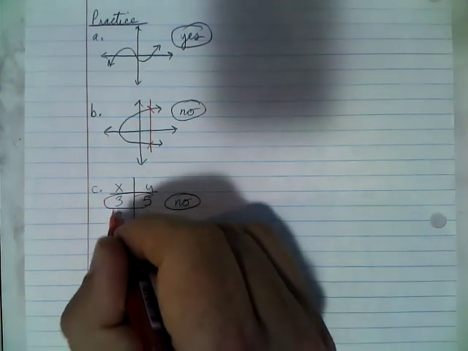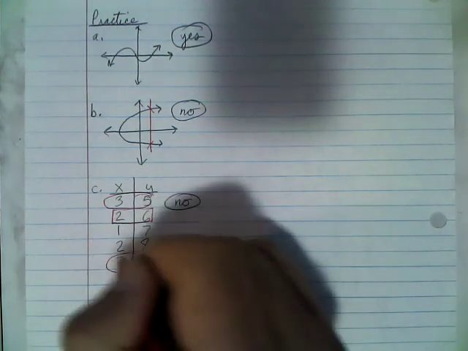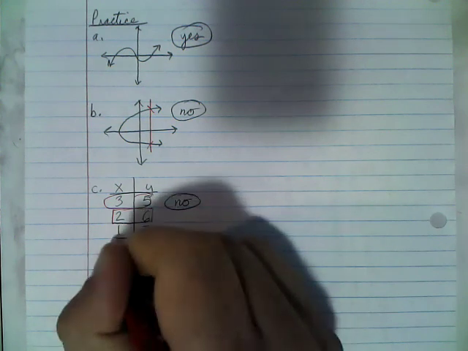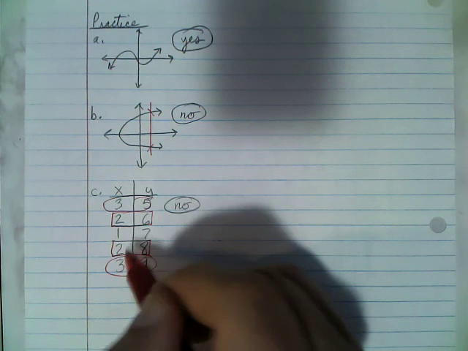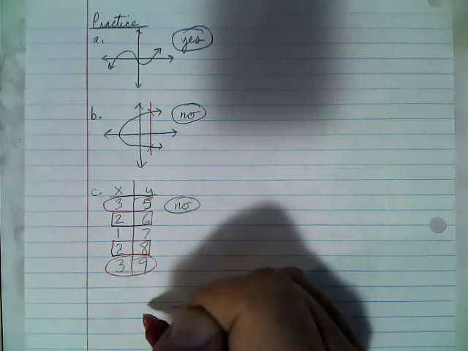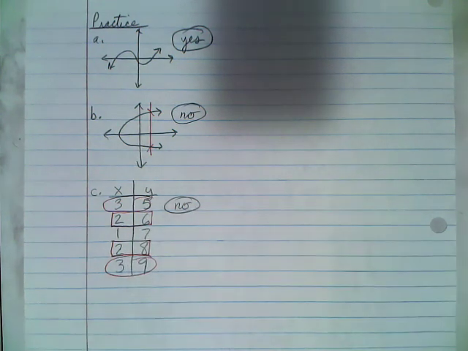Likewise, we also could have eliminated it because we've got these repeated 2's. If I put in a 2 here, I get out a 6, but I put in a 2 here, I get out an 8. So there are actually a couple different ways that we could eliminate that as a function. It's still a relation, it's just not a function.